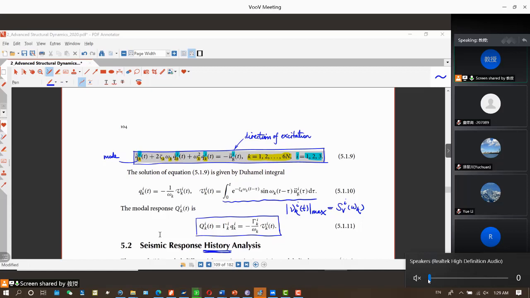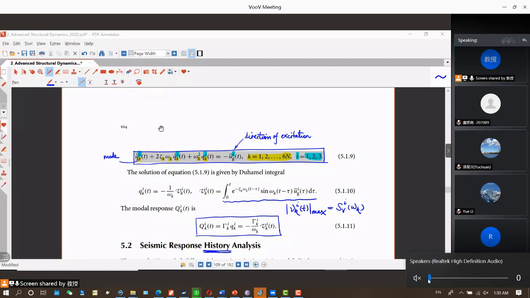There's a second method. This method is using modal decomposition, okay, modal superposition, to decompose the equation of motion into a system of single degree of freedom system. So here we only need modal damping.